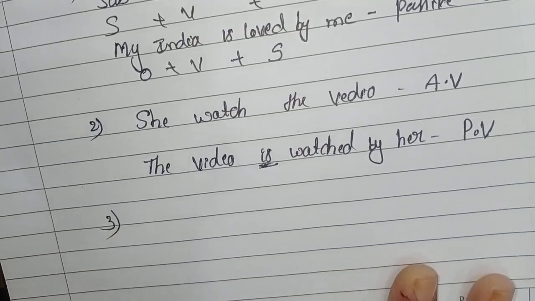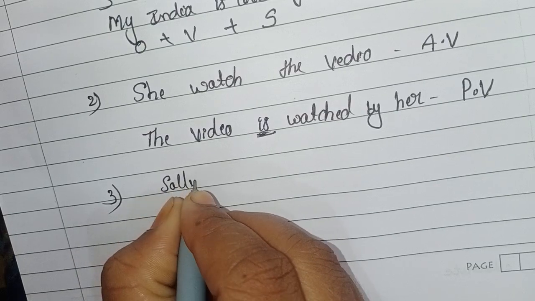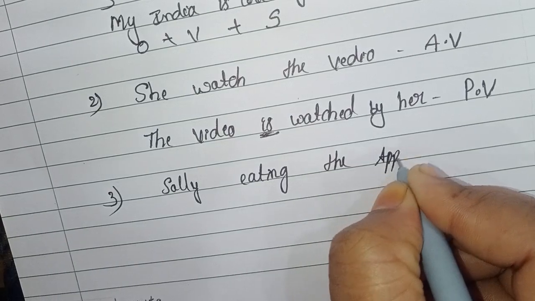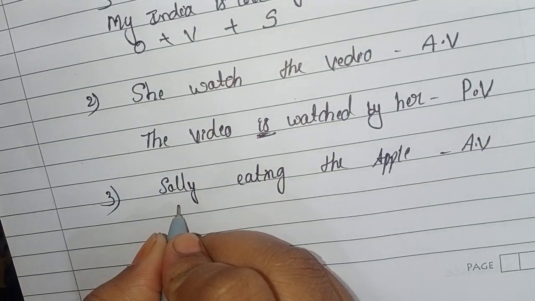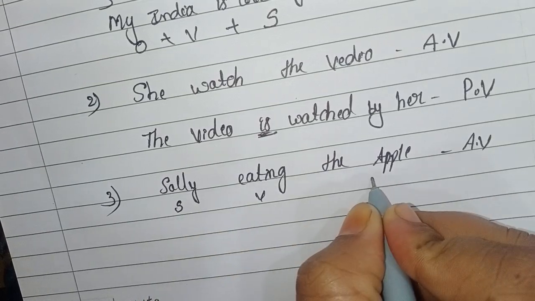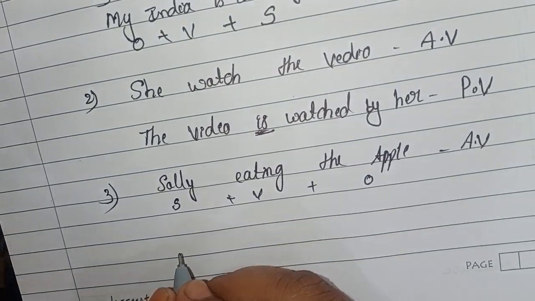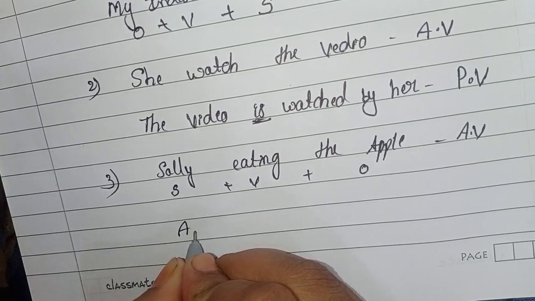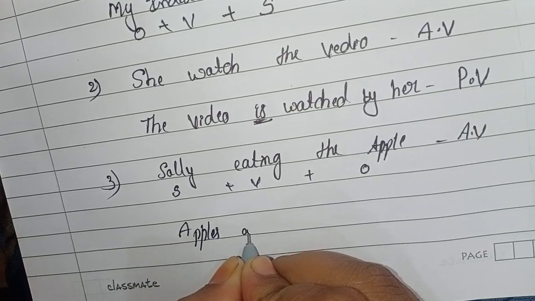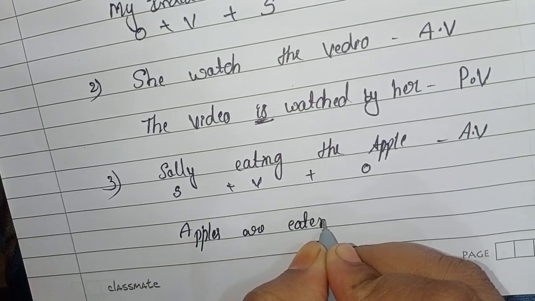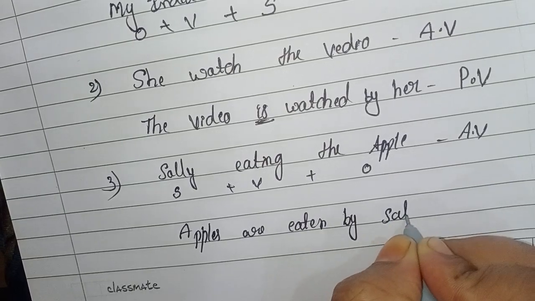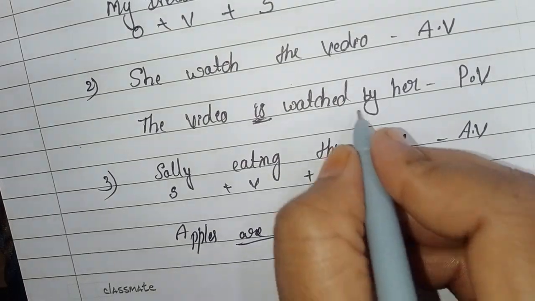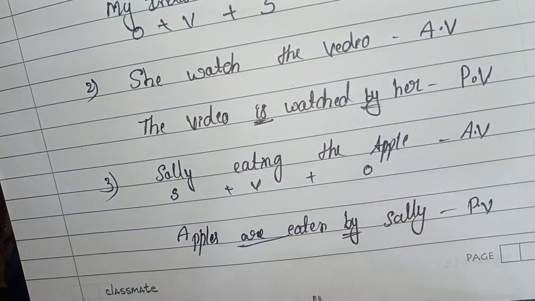And the next example is, Sally is eating the apple. Here it is in active voice. Sally is the subject, then verb and the object. When we convert it into the passive voice, the example is: apples are eaten by Sally. It is a passive voice. Are is a helping verb. We are using the word by when we change it into the passive voice.